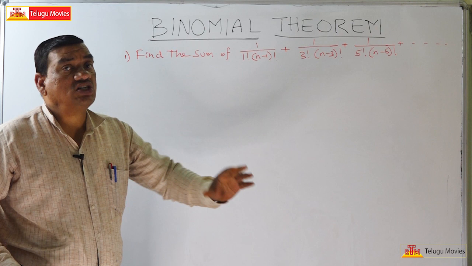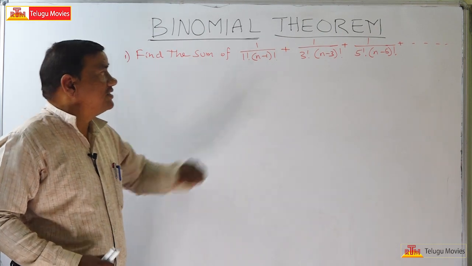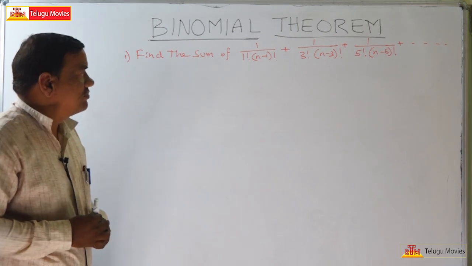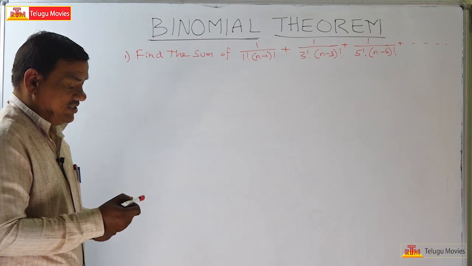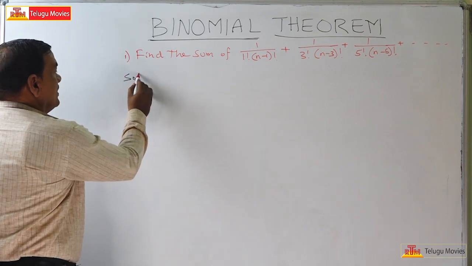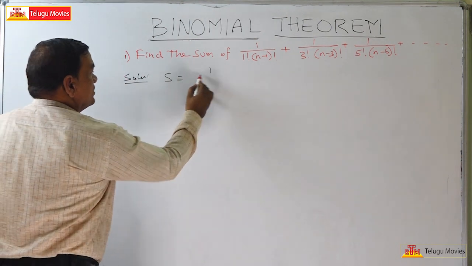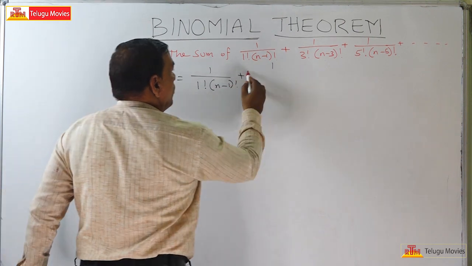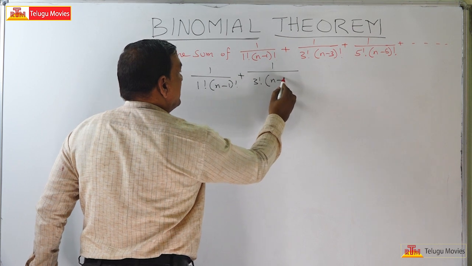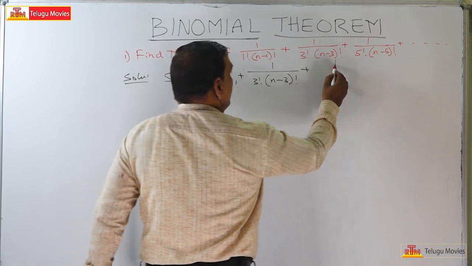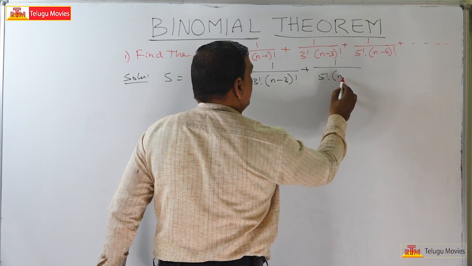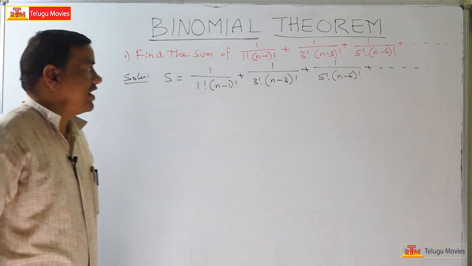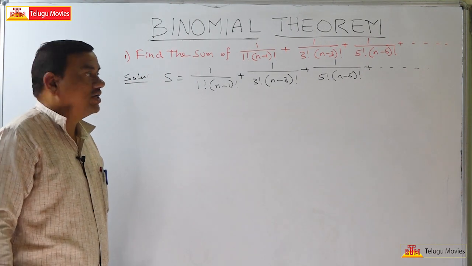Based on the concepts that we learned here, let us find the sum of this expression. Let us see the solution. Let S be the sum of this: 1 by 1 factorial into (n minus 1) factorial, plus 1 by 3 factorial into (n minus 3) factorial, plus 1 by 5 factorial into (n minus 5) factorial, plus so on.